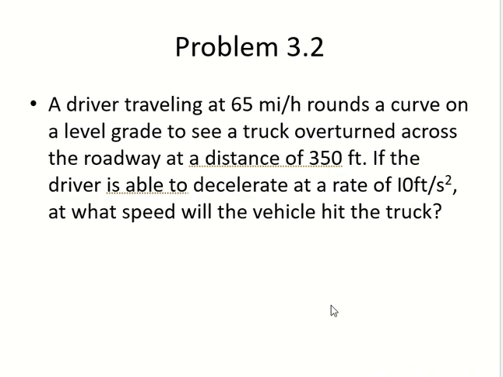Okay, let's say our driver is traveling at a speed of 65 miles per hour. He's on a curve with a level grade, so no gradient here, and he sees a truck overturned on the road at a distance of 350 feet. So when he sees the truck, the distance is 350 feet. He decelerates at a rate of 10 feet per second squared.